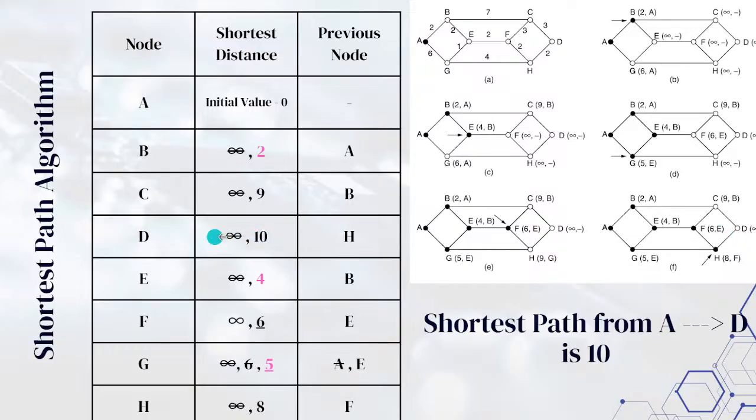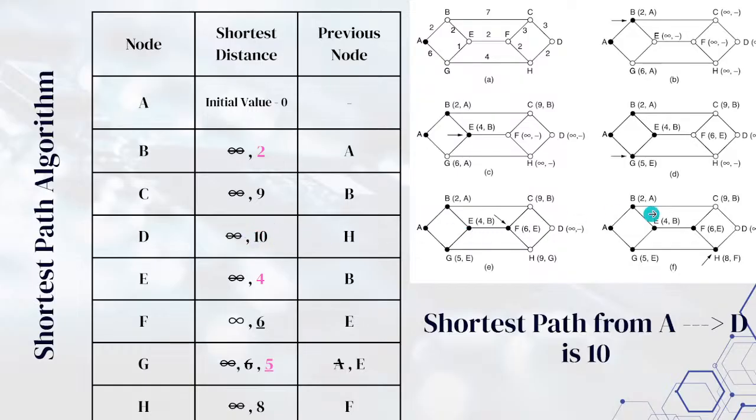So what happened? In D, I cut down the infinity. It should cut down the infinity, and I am putting 10 and the previous node as H. So suppose this is my initial node and this is the last node. If I want to reach from A to D, the shortest path or shortest distance I am getting is 10.